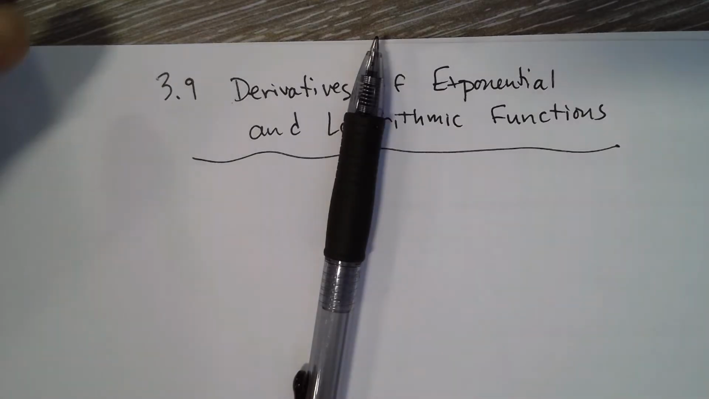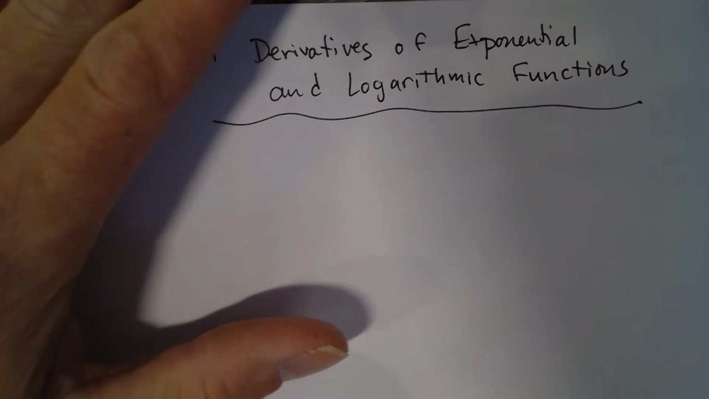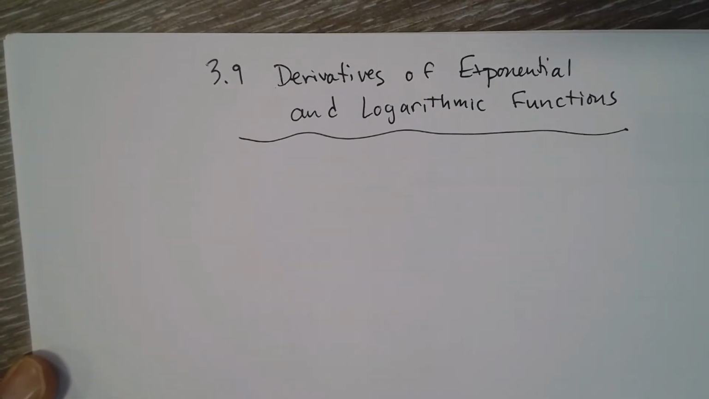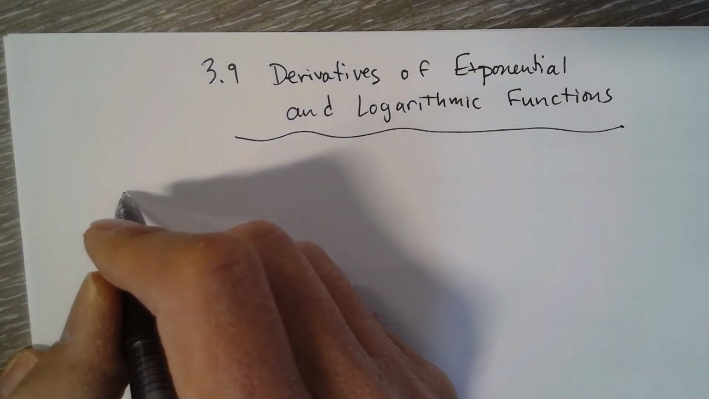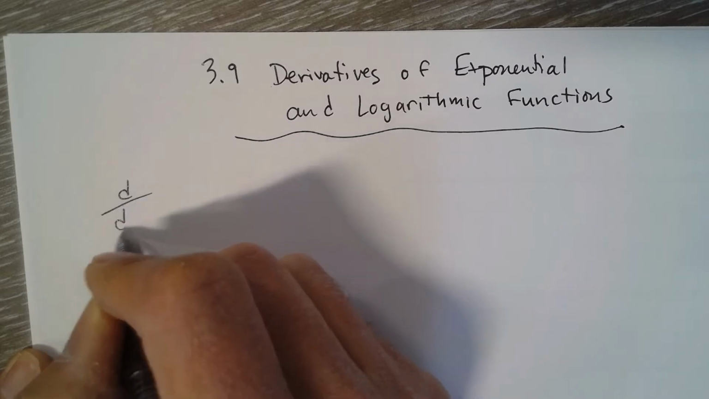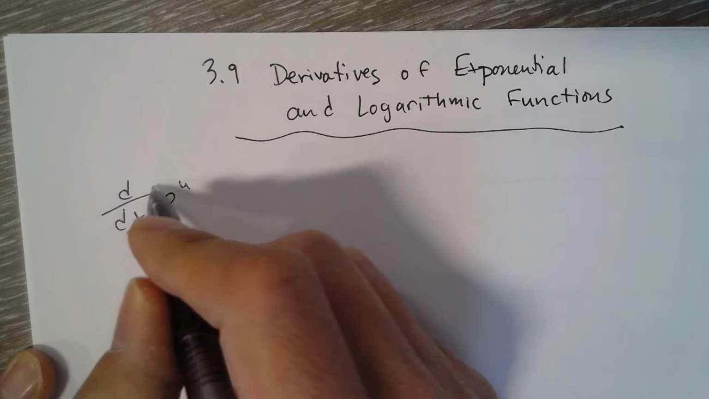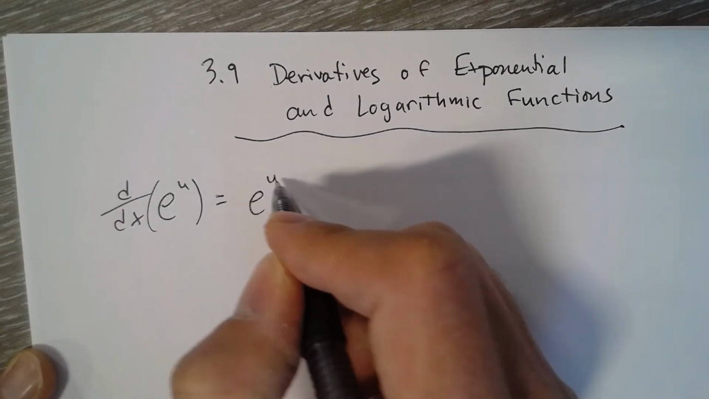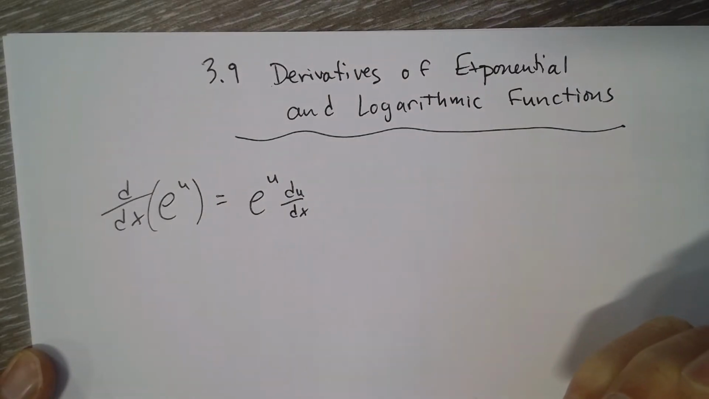Alright, so this is a quick, straightforward lesson on derivatives of exponential and logarithmic functions. I'm not going to develop the formulas, I'll just tell you what they are and give you some examples. Normally I would spend some time discovering this, but the derivative of e to the u is just e to the u times du dx. Maybe we'll prove it some other time.